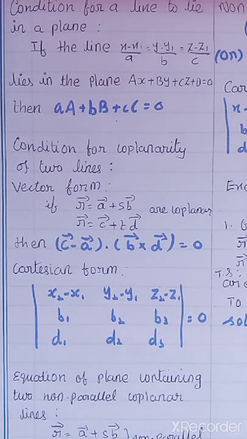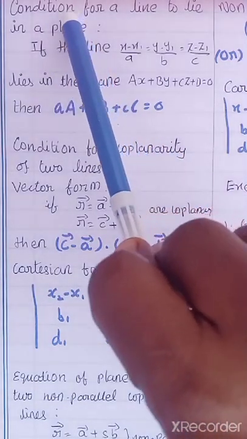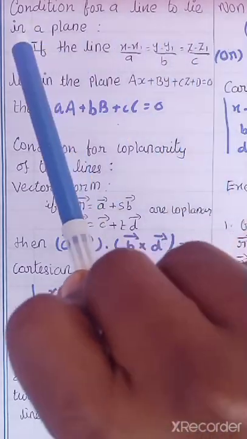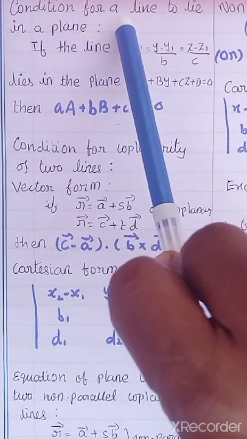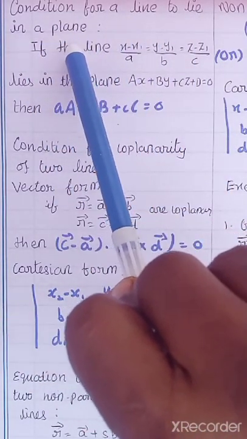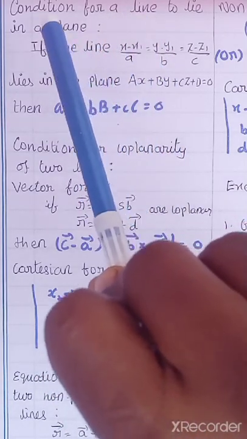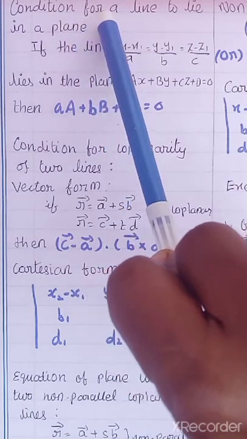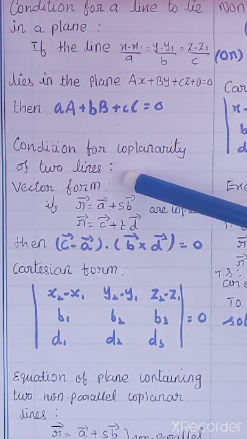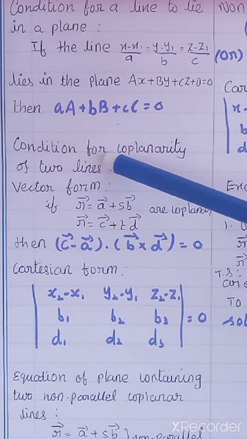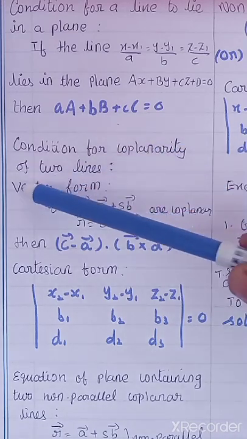Today we are going to see conditions. Only three conditions today. What are the three conditions? Your first condition is the condition for a line to lie in a plane. We take one line and one plane and check whether that line lies in the plane. What will be the condition? Your second one is the condition for coplanarity of two lines.